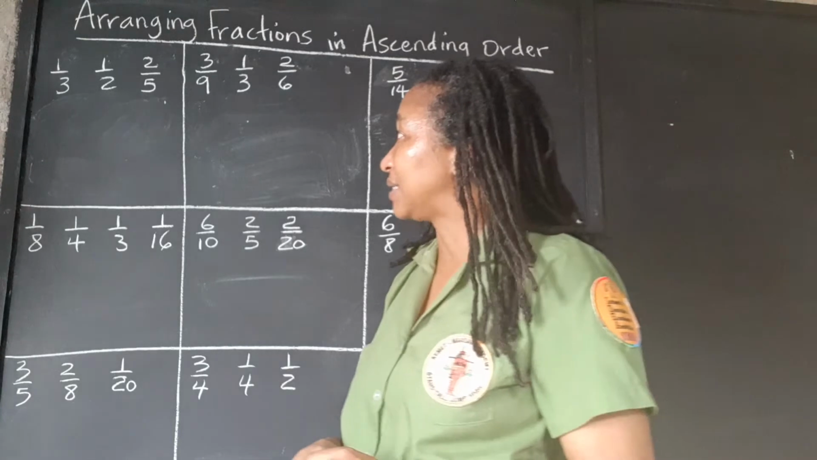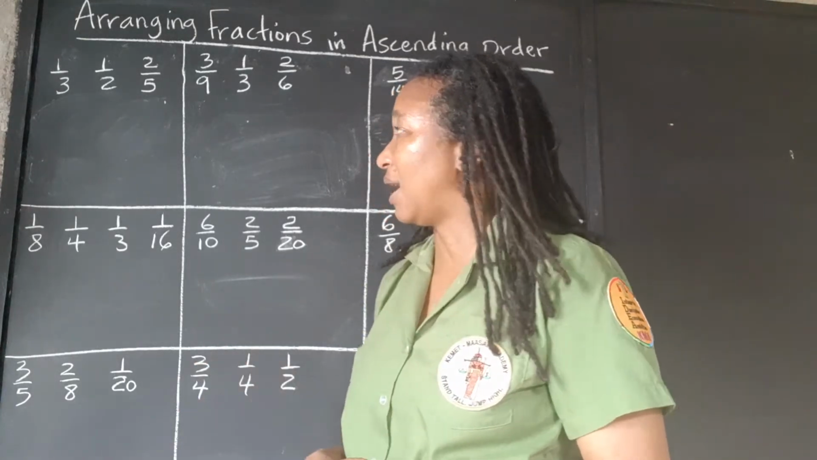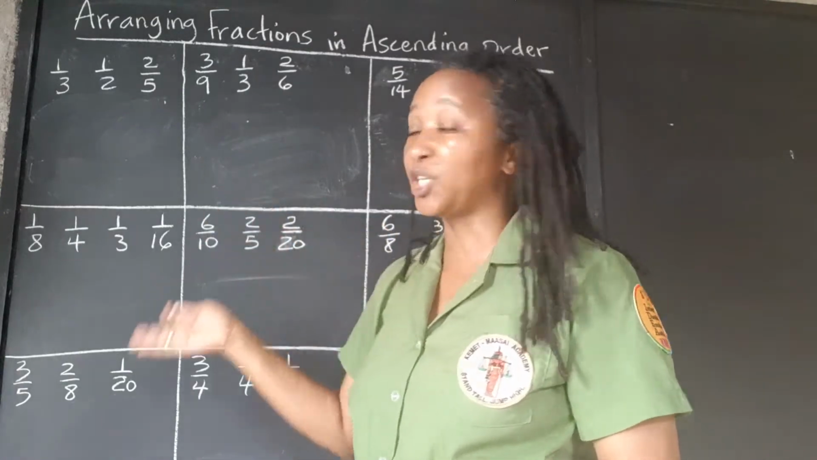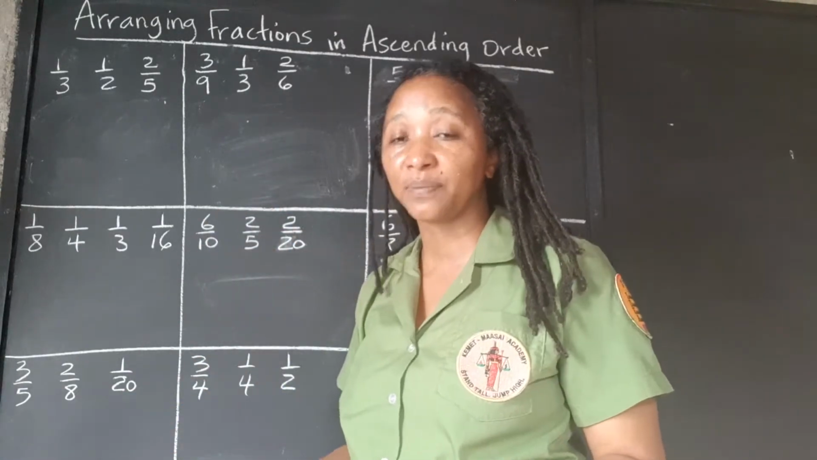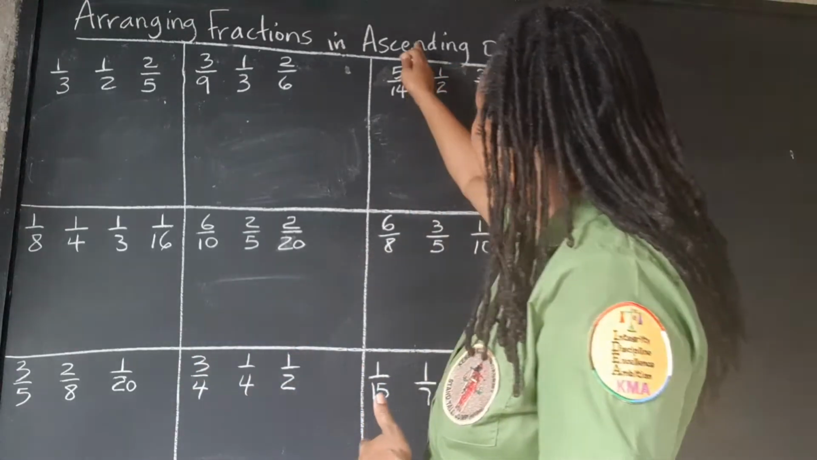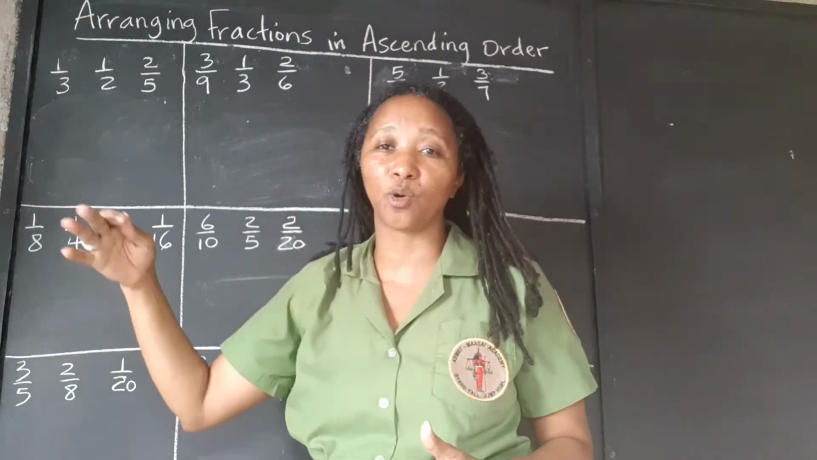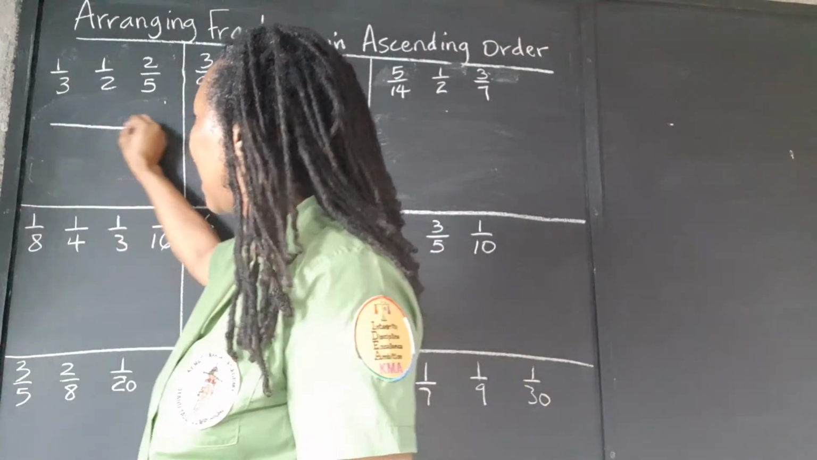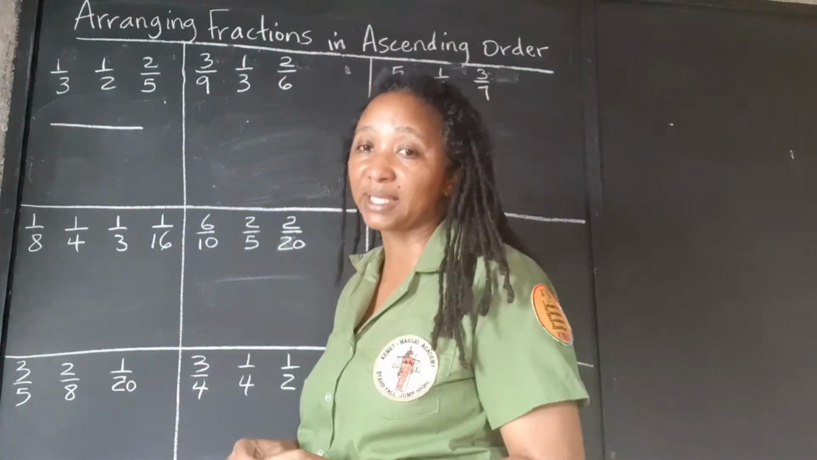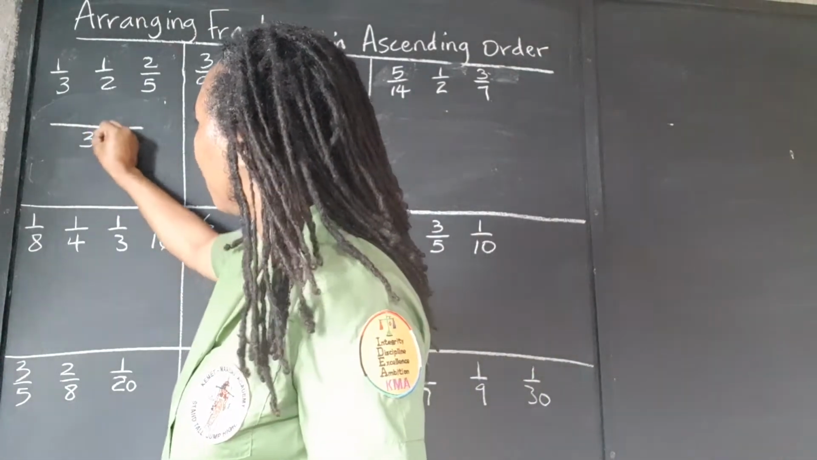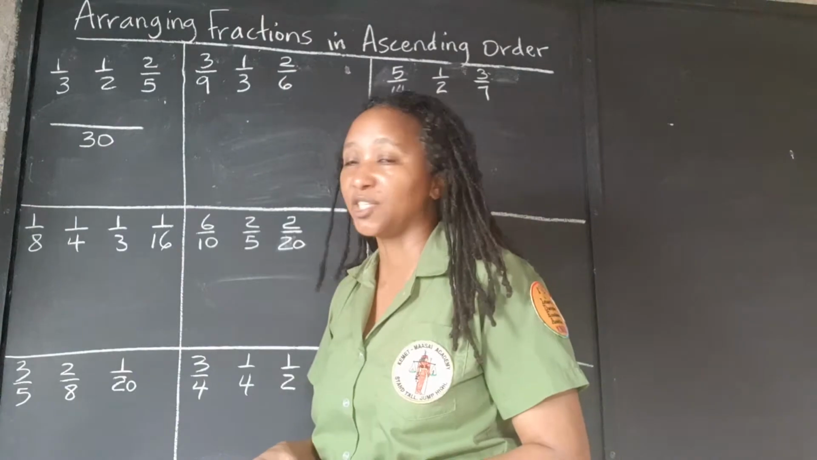So we're looking at 1/3, a half, and 2/5, and we're comparing them to see which is the biggest, which is the least, and putting them in the order from least to biggest. Ascending order. To ascend means to go up. So we must first put them over the same denominator. In this case, the LCM is 30. The LCM of 3, 2, and 5 is 30.